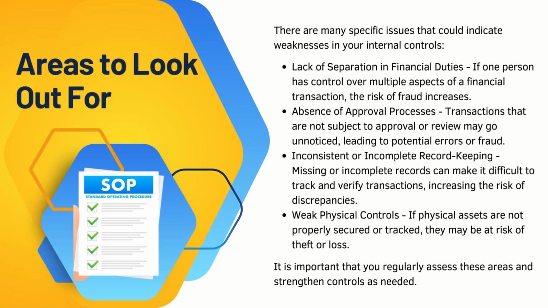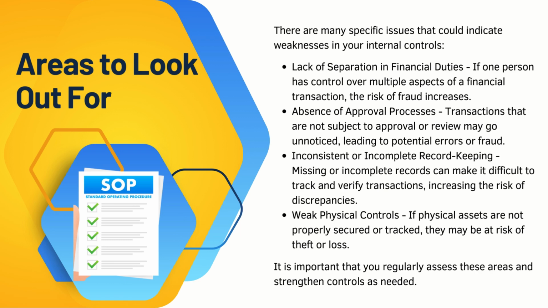Areas to look out for. There are many specific issues that could indicate weaknesses in your internal controls. Lack of separation in financial duties: if one person has control over multiple aspects of a financial transaction, the risk of fraud increases. Absence of approval processes: transactions that are not subject to approval or review may go unnoticed, leading to potential errors or fraud.